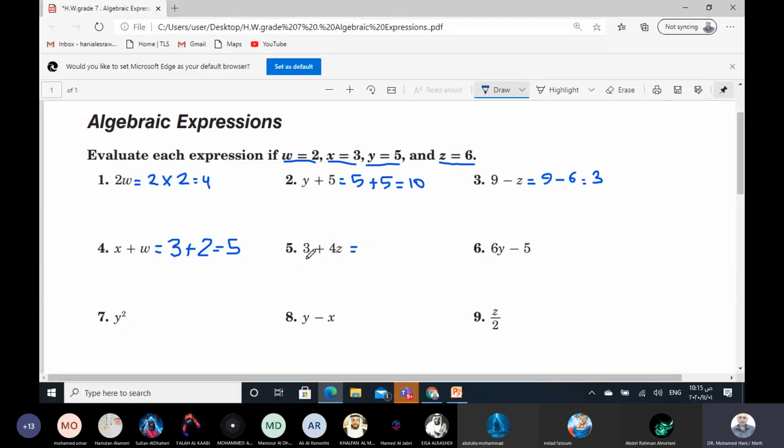Number five, we have 3 plus 4z. What is the operation between 4 and z? Multiply. So we can write here 4 times the value of z. The value of z will be 6. Now you can use the order of operations. We have plus and multiplication, the order for multiplication. So we can write here 3 plus 4 times 6 will be 24. Now 3 plus 24 will be 27. Who has any question here?